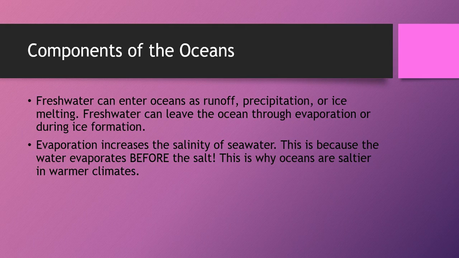When water evaporates from the oceans, the water evaporates before the salt does. This is why rain is not salty. And fresh water can leave the ocean during ice formation for a similar reason. Evaporation increases the salinity of seawater. Less water means more salt. So this is why oceans are saltier in warmer areas than they are in cooler areas.